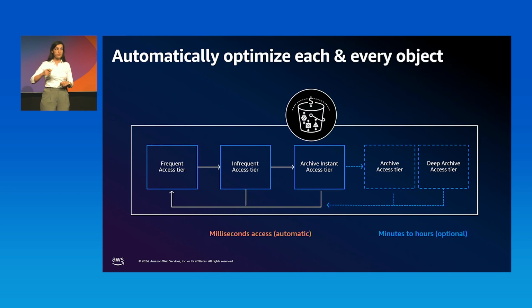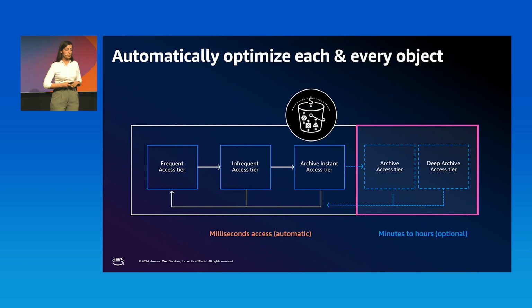So your data starts from the frequent access tier. If it's not accessed for 30 days, it moves to the infrequent access tier. Within 60 days, it'll move to the archive instant access tier. All the first three access tiers have the same performance as S3 Standard, so the data is immediately accessible. If you also want, you can optionally also use the last two access tiers, which are asynchronous access tiers. By default, if your data is not used for 90 days, it'll transition into the archive access tier, and in 180 days, it'll transition into the deep archive access tier. But you can look at fine-tuning these policies.